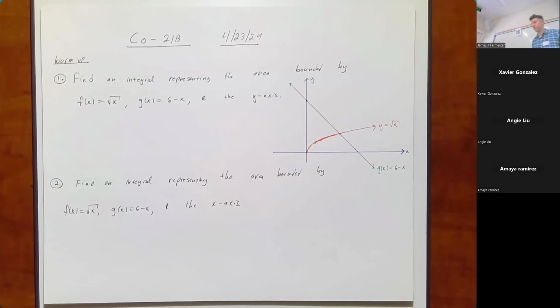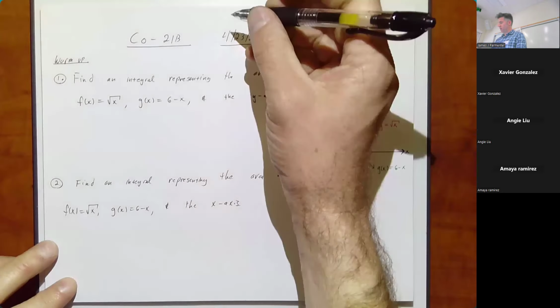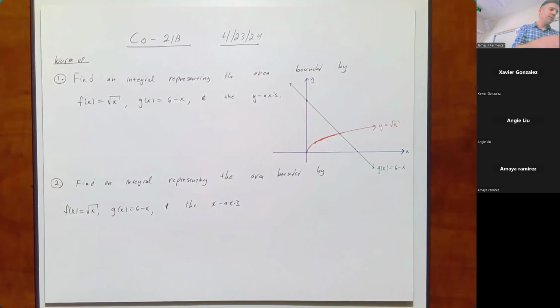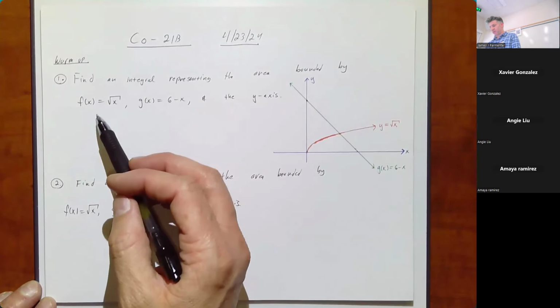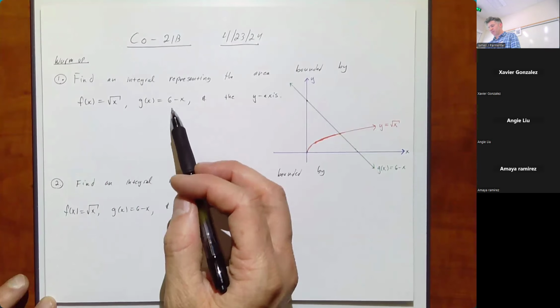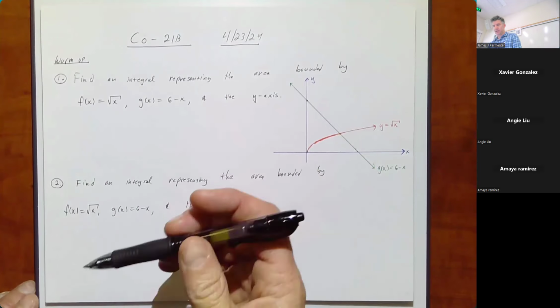Let's go ahead and look at these first two warm-up problems. So just to read it so everyone can see it, hear it. The first one says, find an integral representing the area bounded by f of x equal to the square root of x, g of x equal to 6 minus x, and the y-axis.